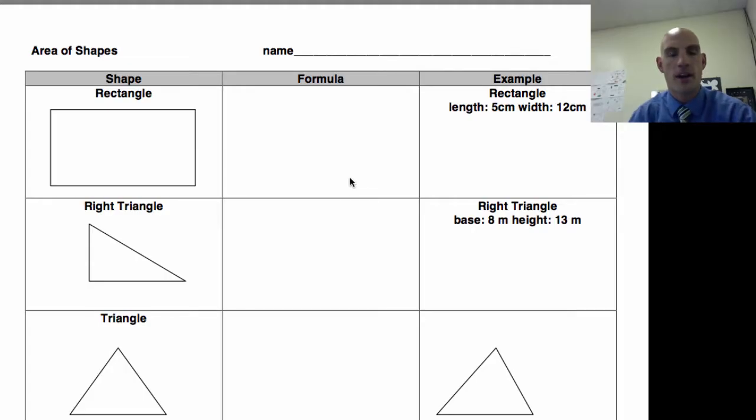Welcome back. Today we're going to talk about area of shapes. So for the first part of area of shapes, we're going to look at a rectangle. And a rectangle, as we recall, is called a rectangle because it has 4 right angles.